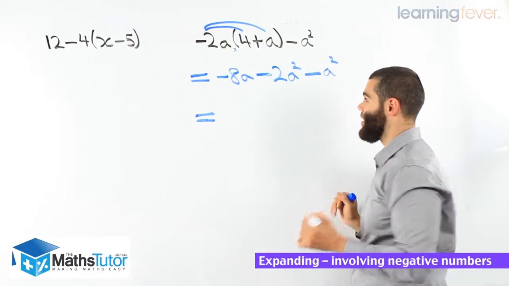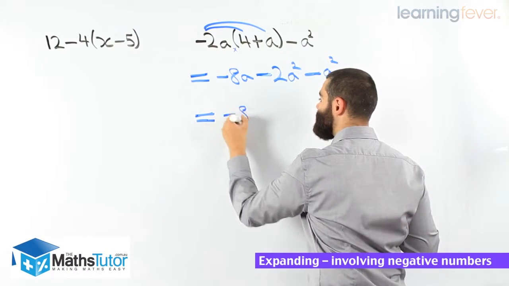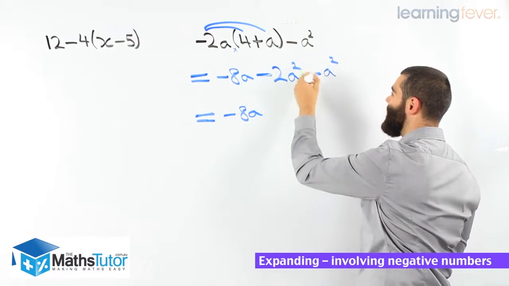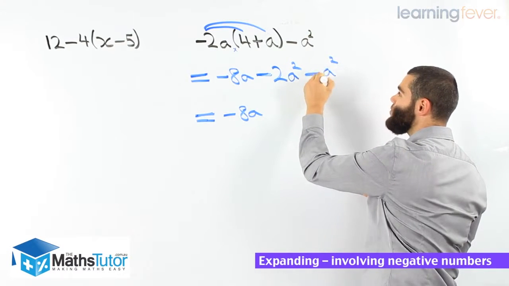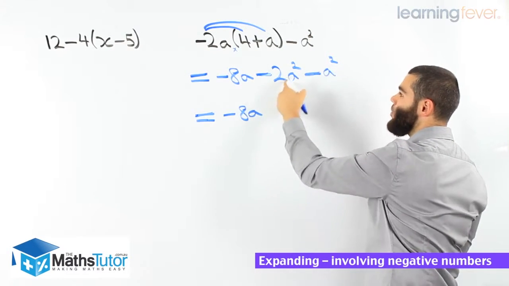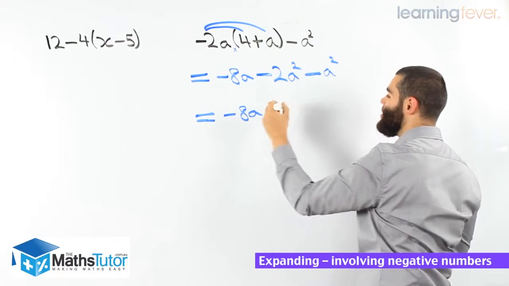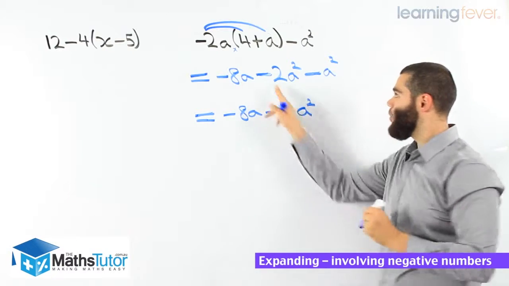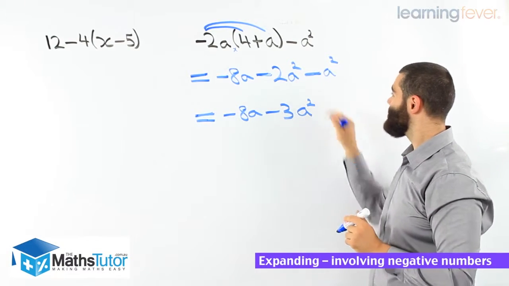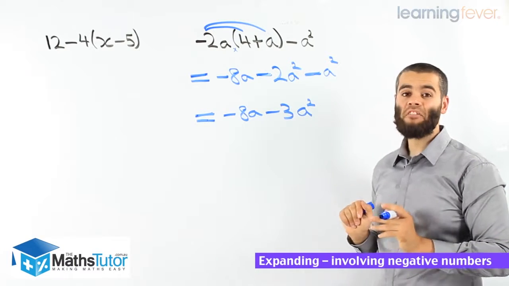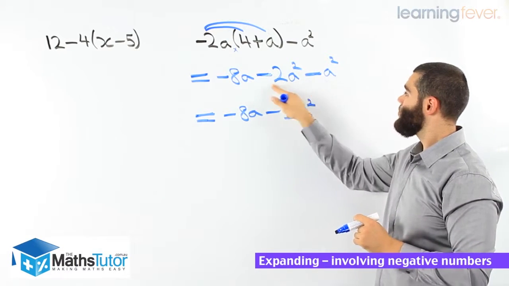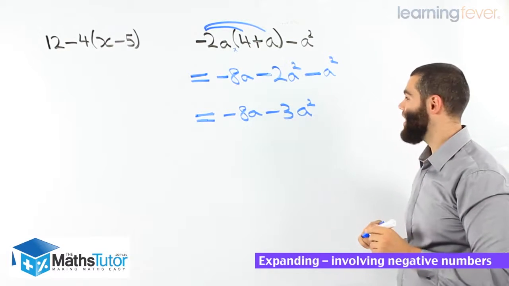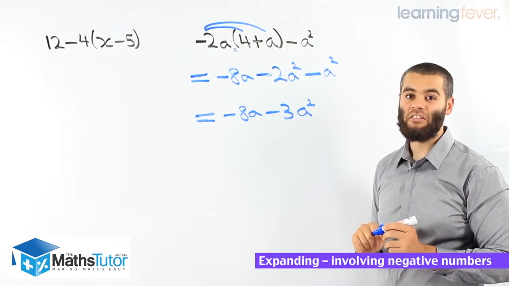Now, we can simplify. Negative 8a minus 2a squared minus a squared. We know there's an invisible 1 here. So minus 2 minus 1 is minus 3a squared. Our final answer, minus 8a minus 3a squared.